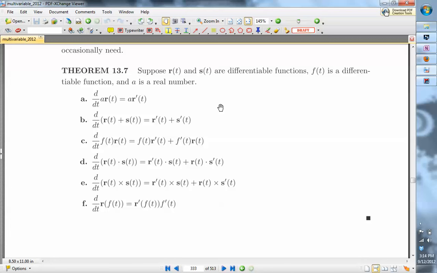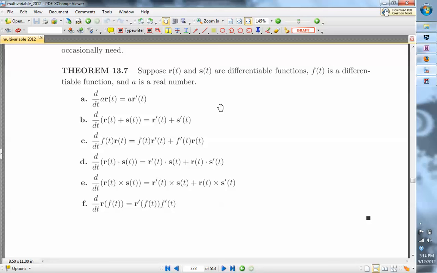In this book, if something is boldface, like the R and the S, it's a vector. And if it's not boldface, like the F here, or the A, it's a scalar. When you're reading, that'll help you get things in context. And that's a pretty common typographical technique in math books. If it's a vector, it's often boldface. If it's scalar, it's not.